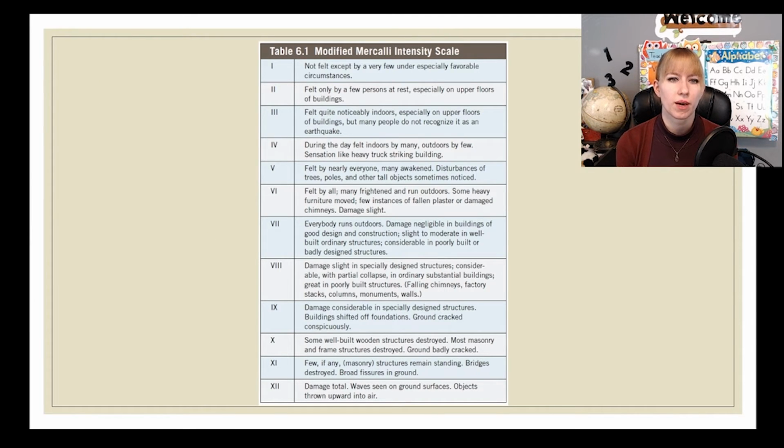And so this is how the modified Mercalli intensity scale works. You go from 1 to 12, 1 being nothing felt, maybe something around 7 means that everybody's going to run outside because damage is negligible, due to buildings being good design, but you did have a lot of shaking, to all the way to 12, which is damage total, waves seen on the ground, it's Armageddon, everybody's dead, okay?